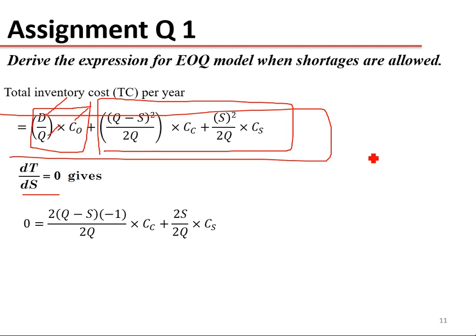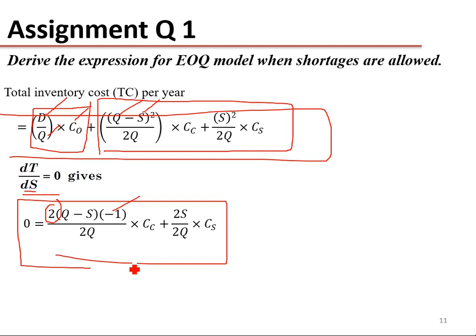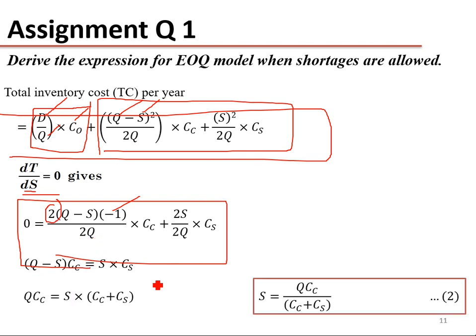Because we are taking the derivative with respect to s, q and over q is a constant quantity, and the only variable is s. So in q minus s square, when we do the derivative, 2 comes in front, and minus s becomes minus 1. This is how we solve the differentiation. And for s square, it is 2s upon 2q, and after solving this equation we get the s value. Now you see s in terms of q. This is equation 2.